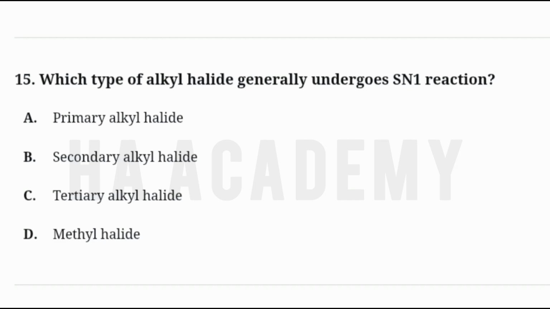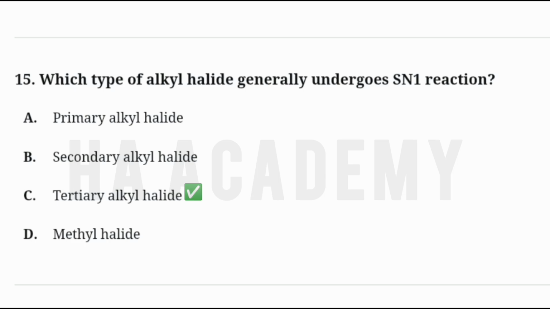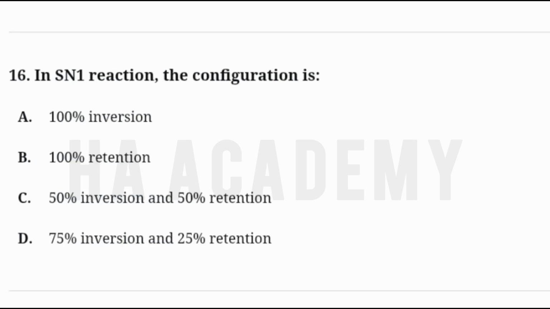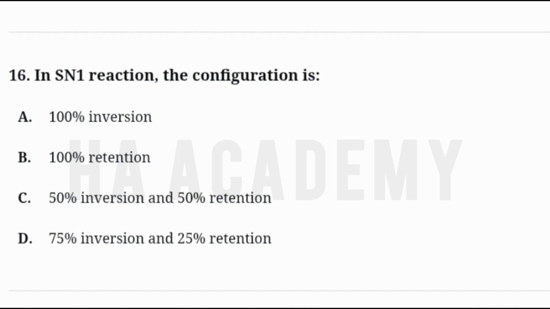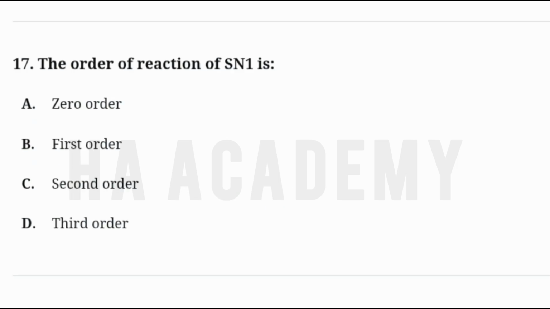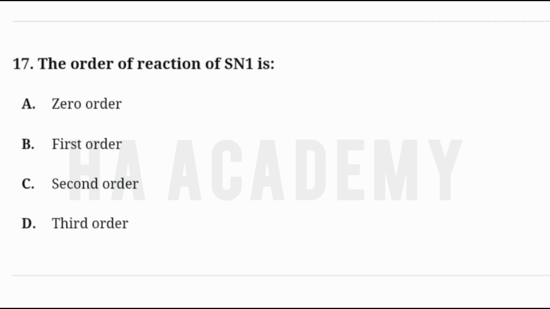Which type of alkyl halides generally undergoes SN1 reaction? The correct option is tertiary alkyl halides. In SN1 reactions, the configuration is... The correct option is 50% inversion and 50% retention. The order of reaction of SN1 is... The correct answer is first order.